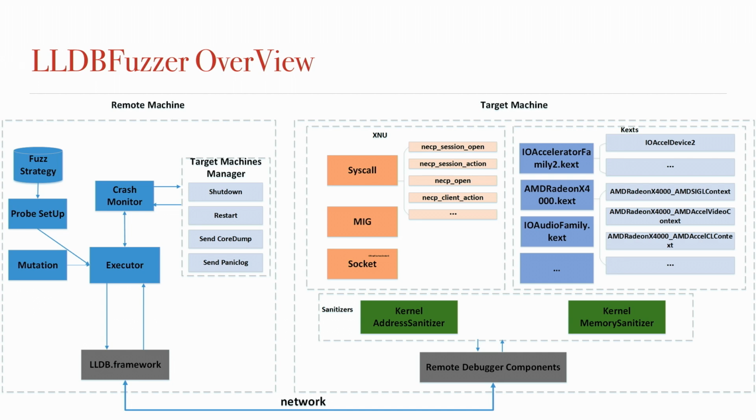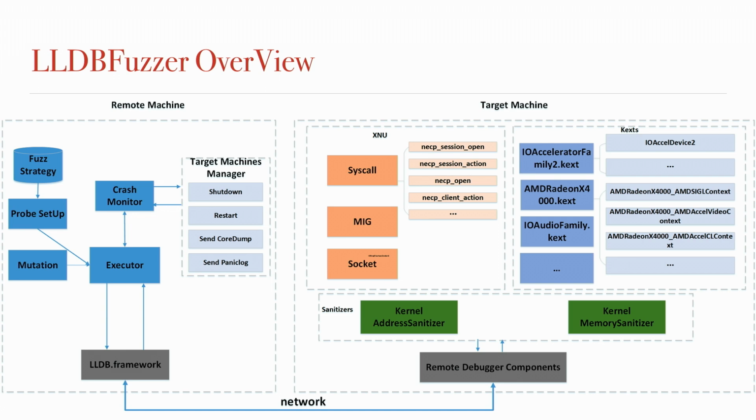And the other module is the crash monitor. It will monitor the status of the target machine based on the LLDB command. Typically, it will send the core dump and the panic log to the remote machine or the host machine for further reproduction. And we will reboot the target machine based on the LLDB command once we have collected the scenario.